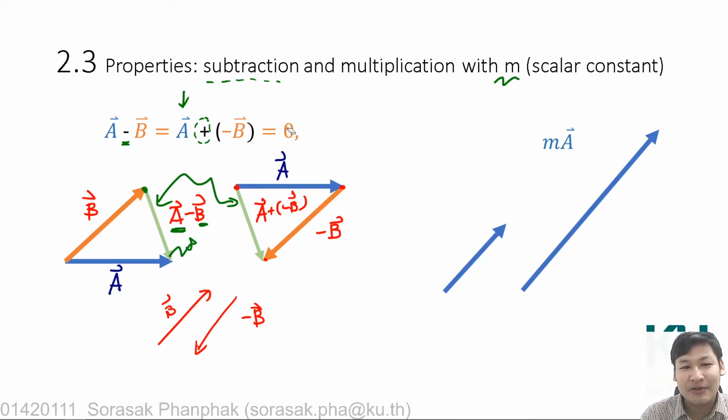It's not zero in this case, so sorry for this. This is a mistake. It can be 0 if A equals B, right? But this case is not 0.